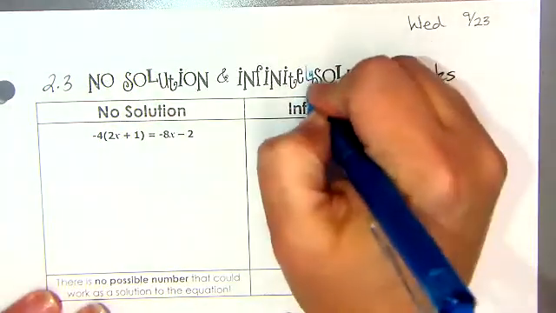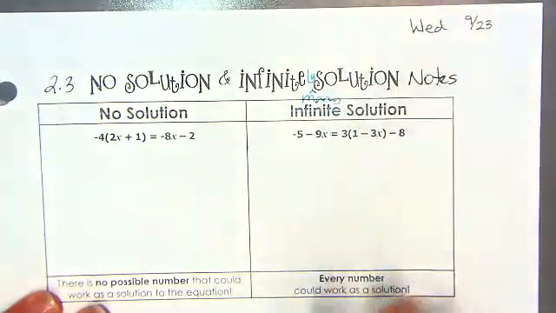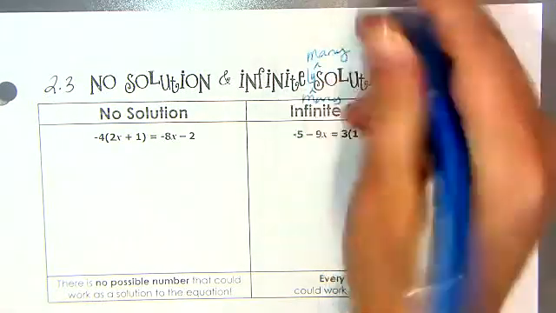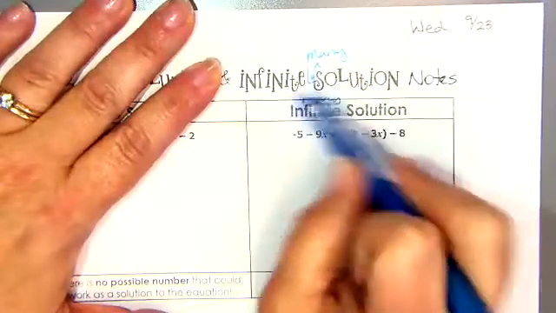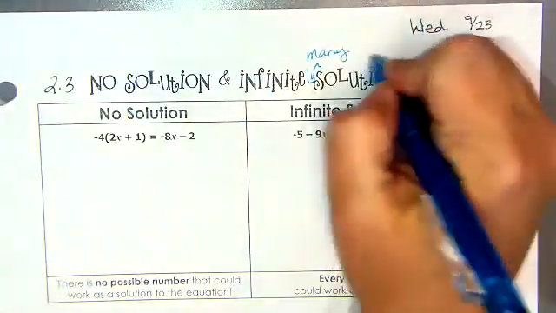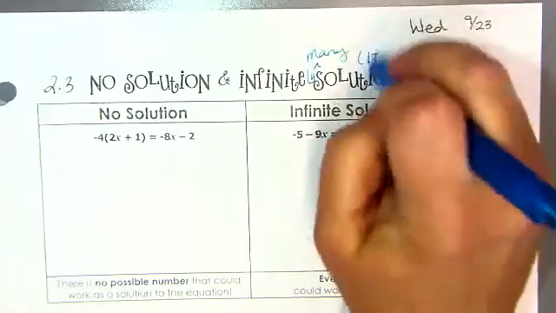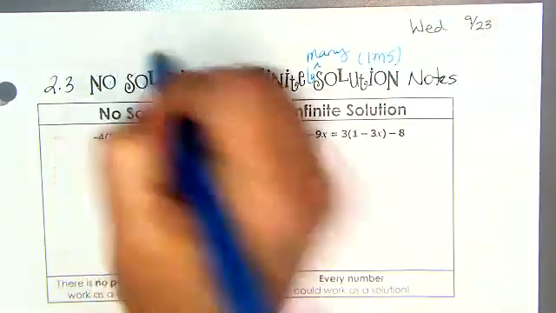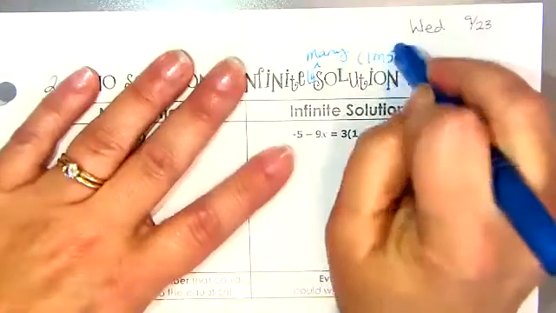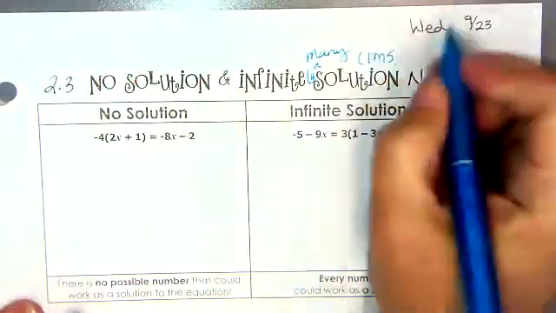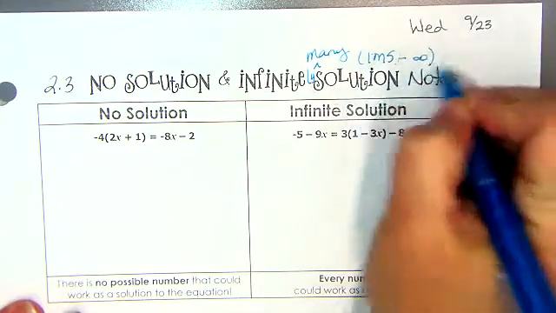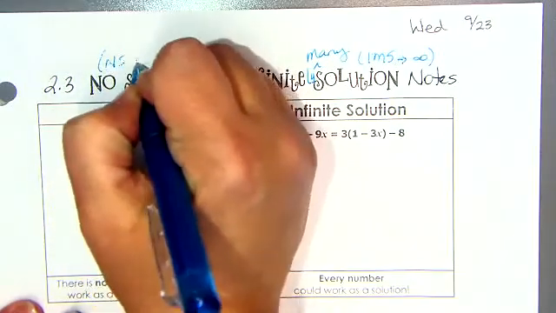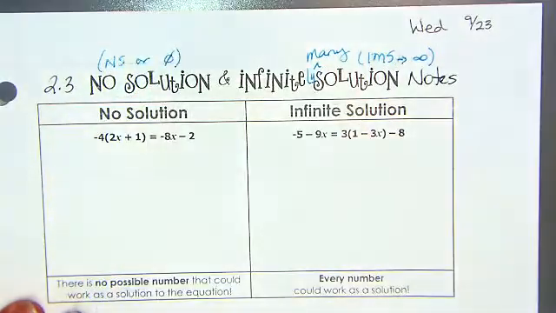Infinitely many solutions I'll write as IMS, which can also be the infinity symbol. And no solution, NS, or the circle with the line drawn through it is the empty set symbol.